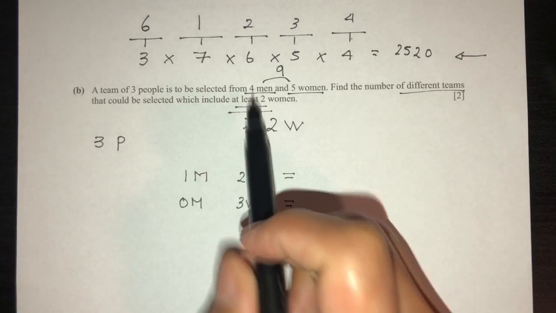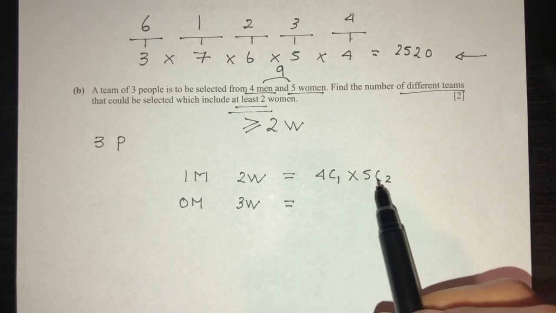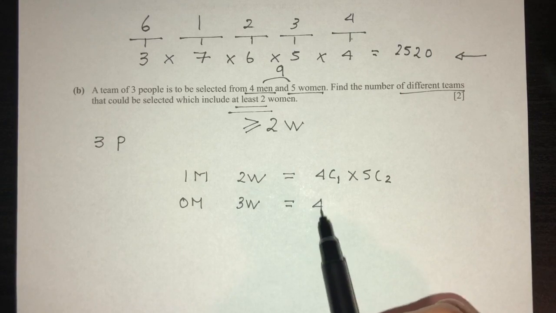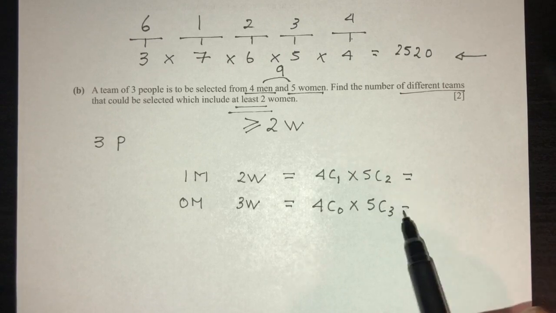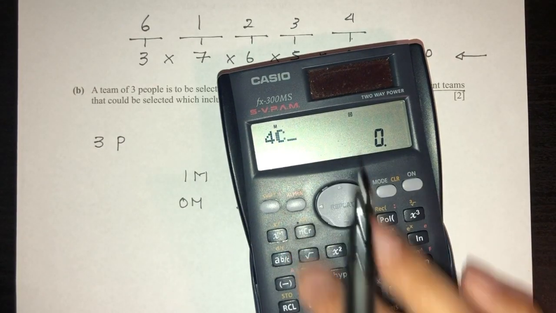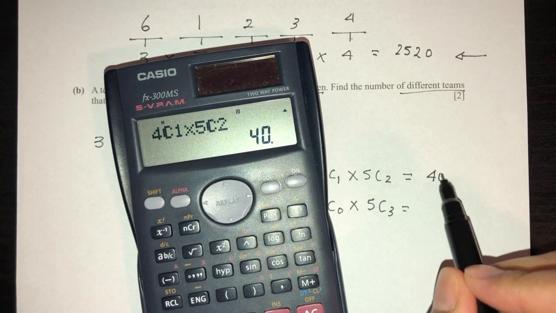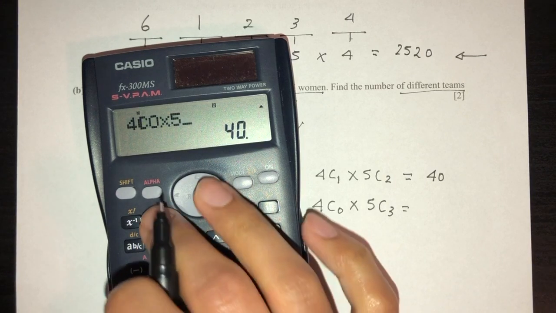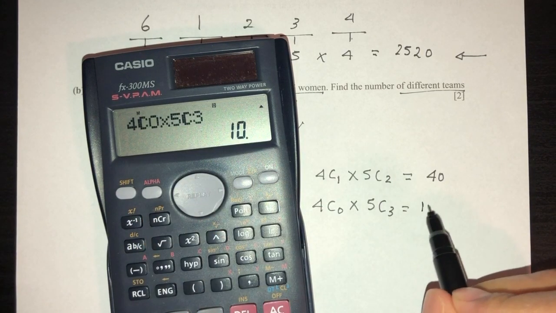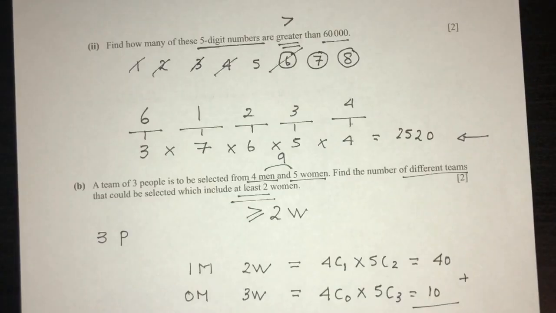So for the first one, from the 4 men we choose 1, and from the 5 women we choose 2. And for this one, from the 4 men we choose 0, and times from the 5 women we choose 3. So let's see what's possible. That will be 40, and this one will be 4 choose 0 times 5 choose 3. That will be 10. I have to add them. That should be 50 teams possible. And that will be your question number 4.